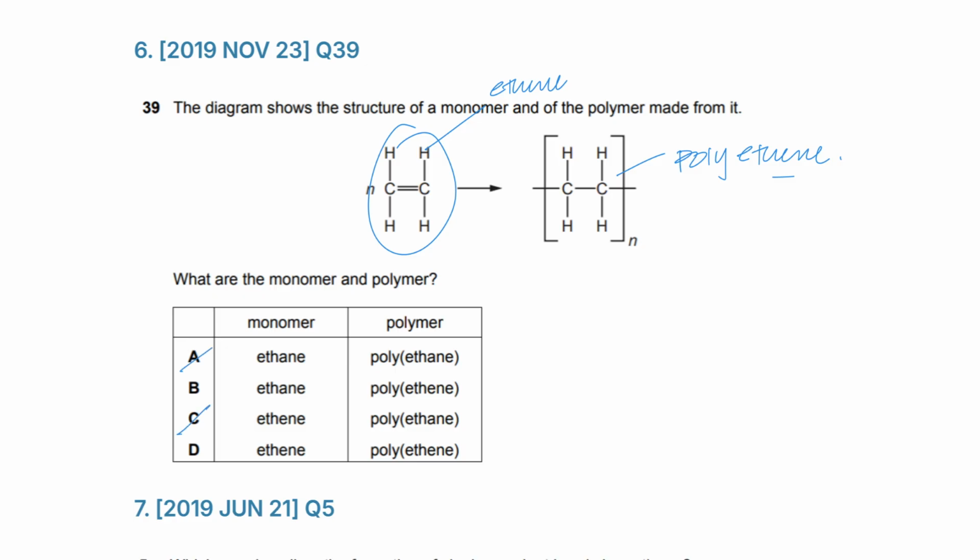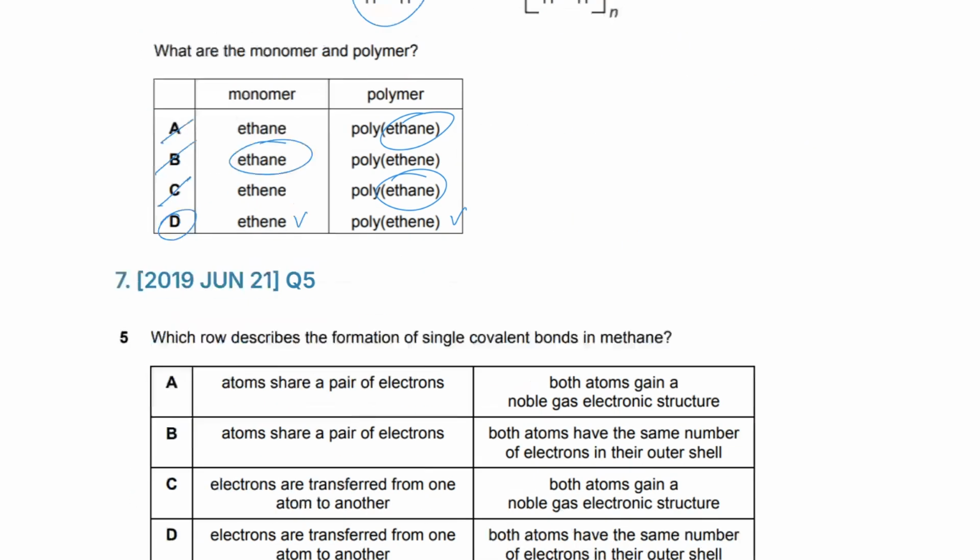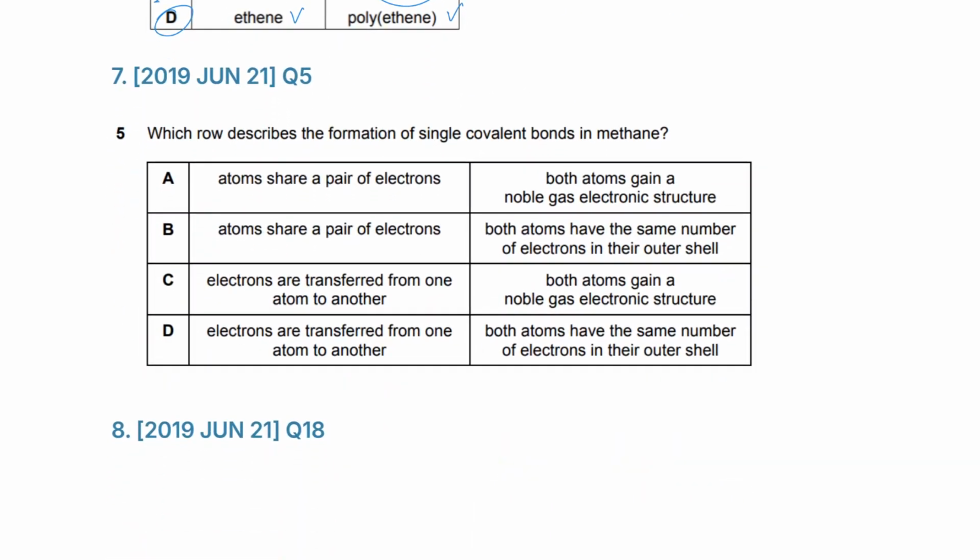So it's not A and it's not C. It can't be ethane, and the monomer is not ethane, that's ethene. So D is the correct option, ethene, and that's polyethene, done, which is plastic effectively.